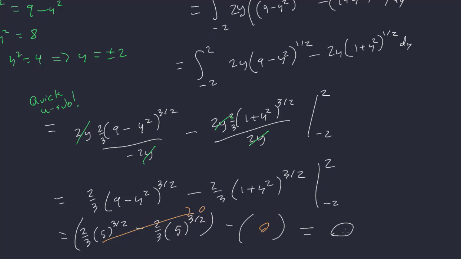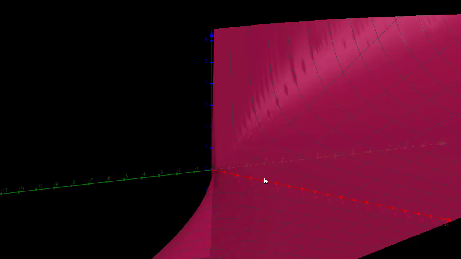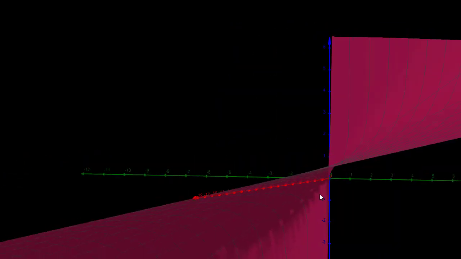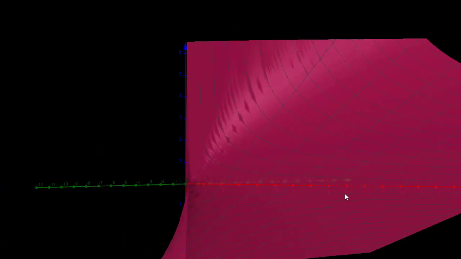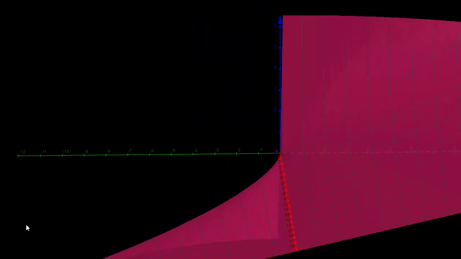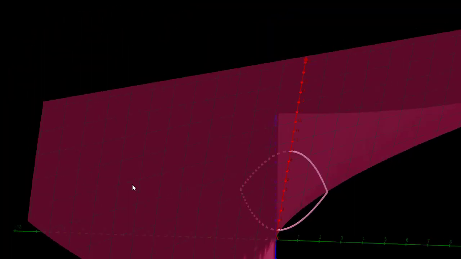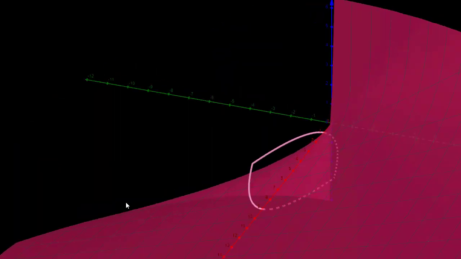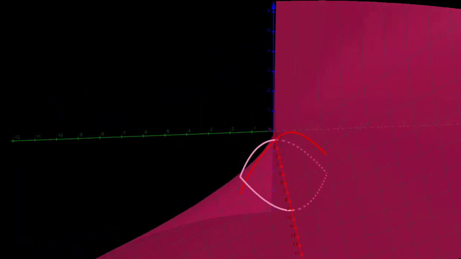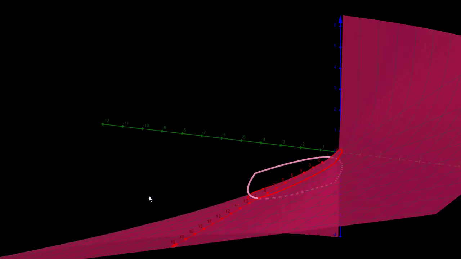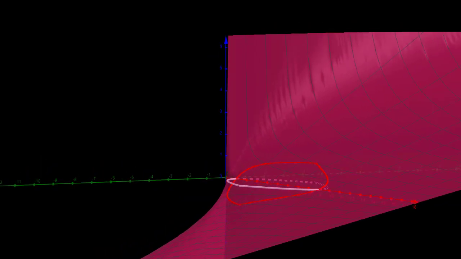Well, that might seem like a strange result. So let's see what's happening here. All right, to get an idea of what's going on here, here is the graph of y over the square root of x. Okay, and the region that we're integrating over is this one here, right? There's our region R on the xy plane. And if we trace that out along our region here, along the surface, okay, so let me get rid of that.